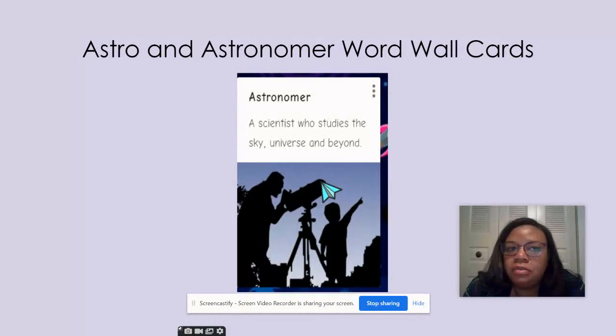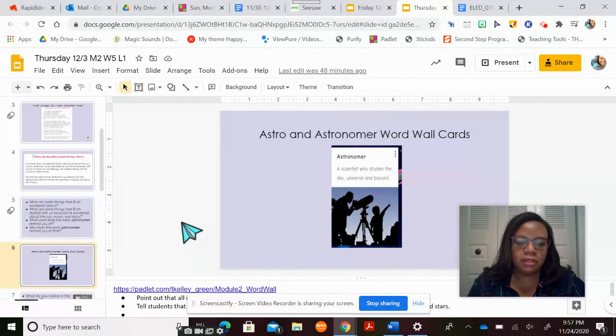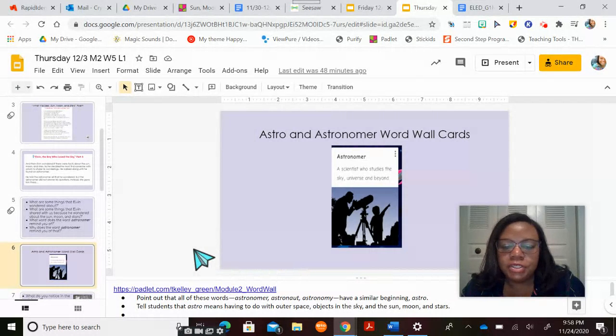So it took us to our very first vocabulary word for Unit 5, astro and astronomer word wall cards. And the word astronomer means a scientist who studies the sky, universe, and beyond. And the word astro means having to do with outer space, objects in the sky, and the sun, moon, and stars.